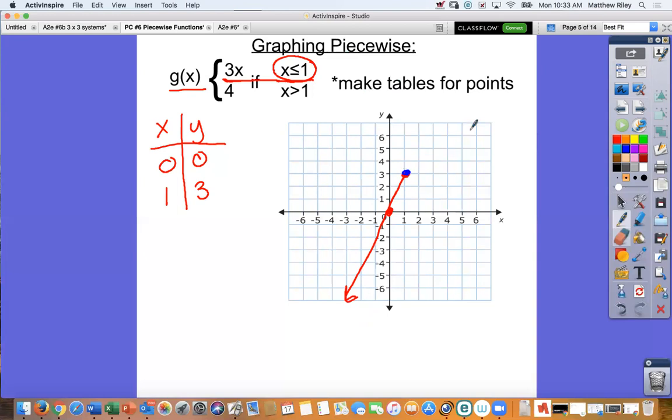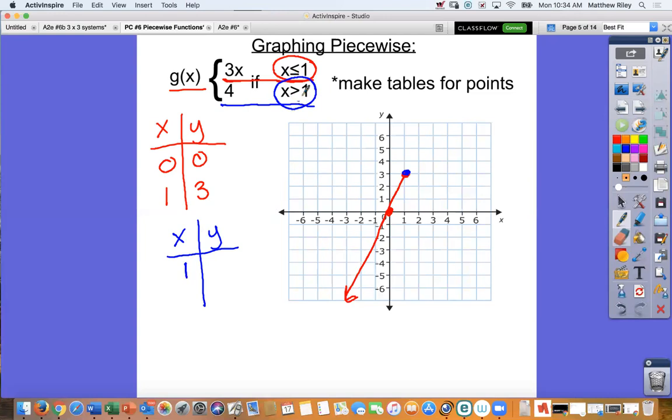Now I'm going to kind of change the game just a little bit here, but let's do the second one. Again, I'm going to make a second table, and I really only need a couple points. I always, always, always start with this. So I start when x is what? Greater than 1. I still put that as my first point.